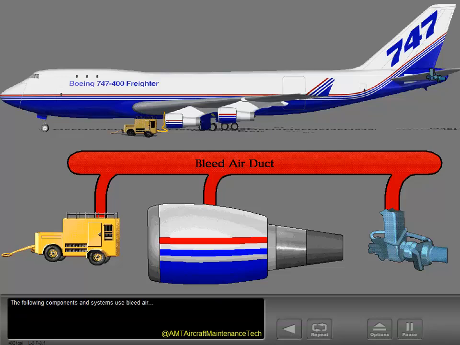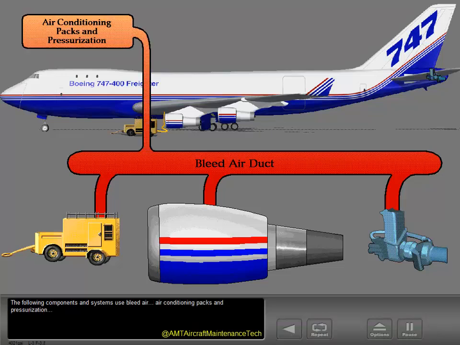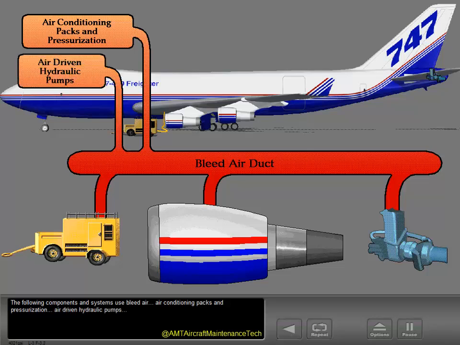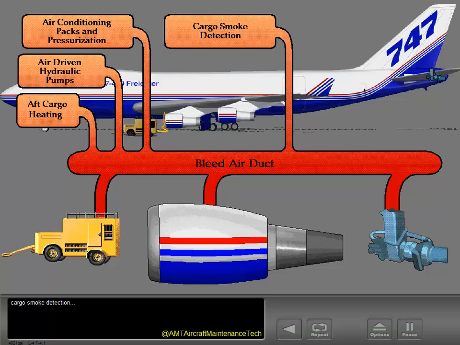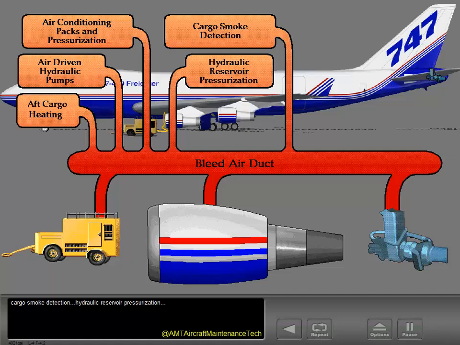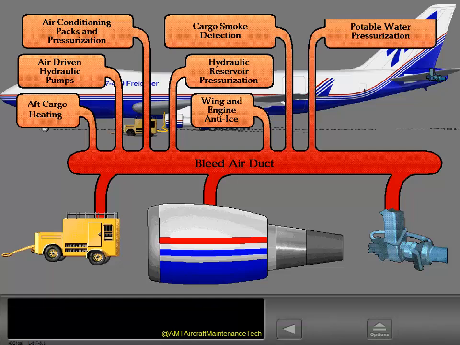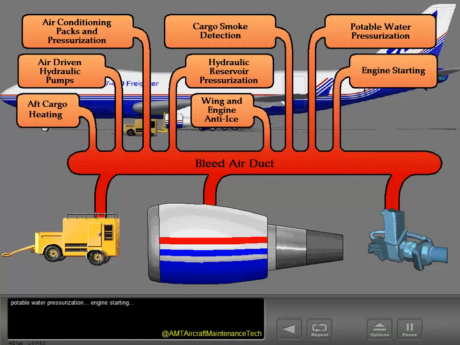The following components and systems use bleed air: air conditioning packs and pressurization, air-driven hydraulic pumps, aft cargo heating, cargo smoke detection, hydraulic reservoir pressurization, wing and engine anti-ice, potable water pressurization, engine starting, and leading-edge flaps.